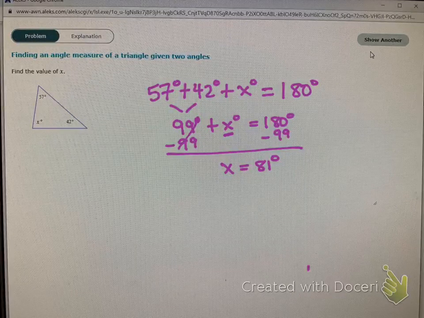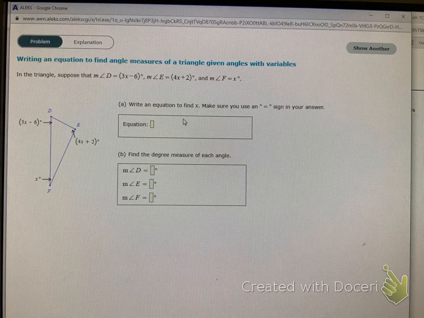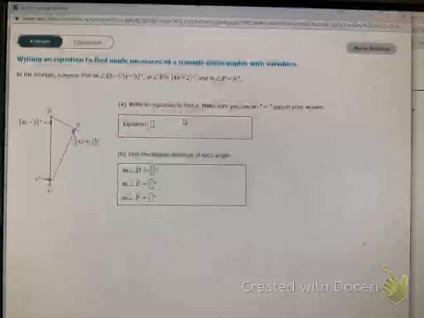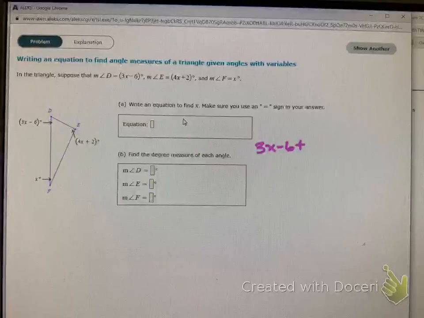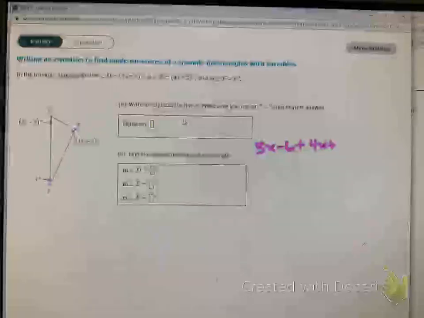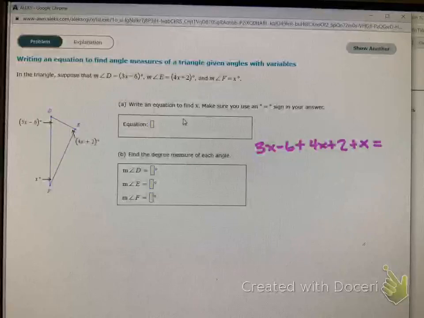So let's try it one more time when it's a little bit harder. So now we have three angles, but now they all have variables in them. But it's the exact same process that we just did. They still all three add to be 180 degrees. And so I'm going to take the first angle, angle D, and say 3x minus 6. And to that, I'm going to add the E, which is 4x plus 2. And I'm going to add the last one, which is just x. And those equal 180 degrees.